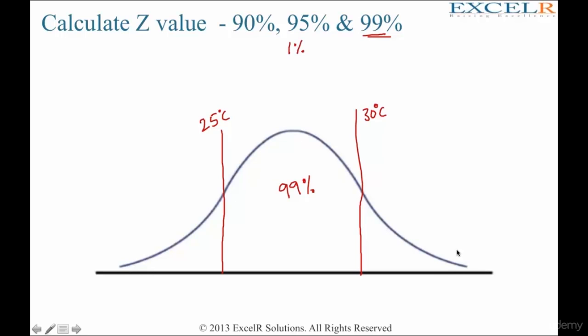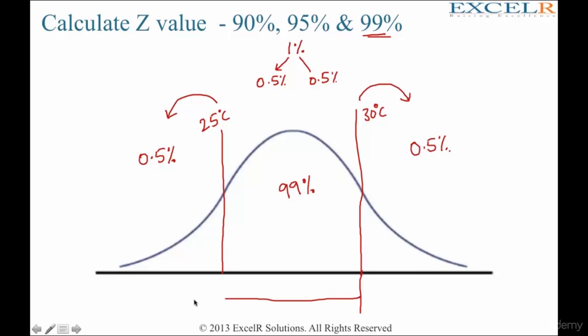And since this is symmetrical, there is an equal chance that temperature could be less than 25 or greater than 30 degrees Celsius. Equal opportunity means there is a 0.5% chance that temperature might be less than 25 degrees Celsius, or there is a 0.5% chance that temperature could be greater than 30 degrees Celsius. As you know, we need to consider the complete region towards the left. By default, that is how it works.